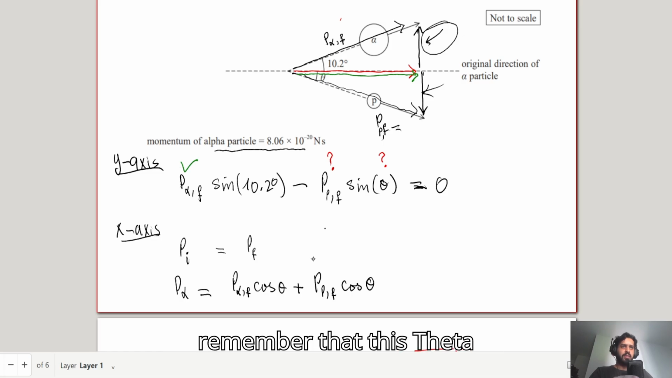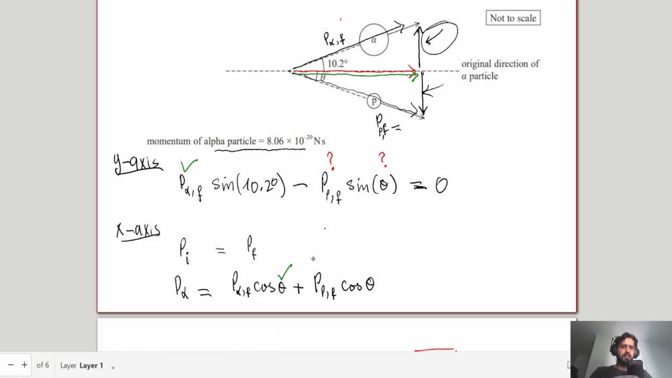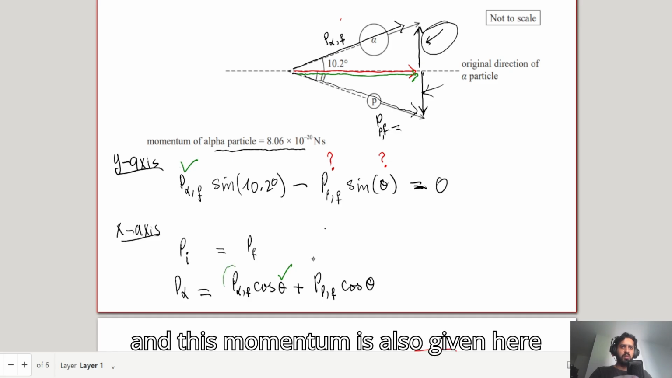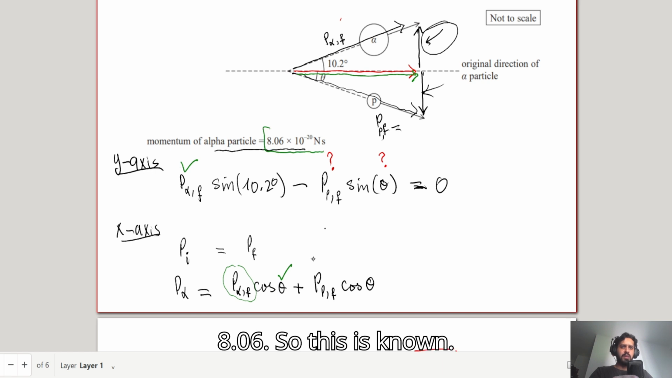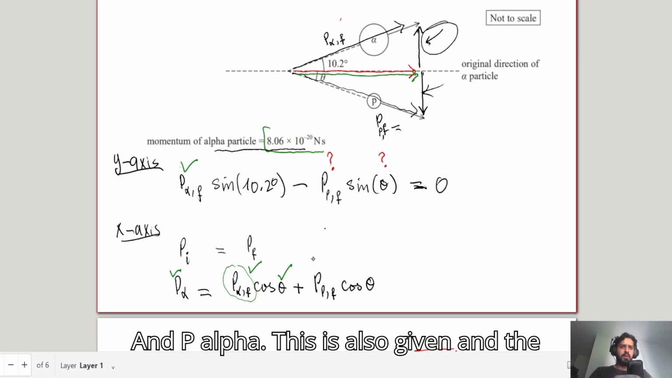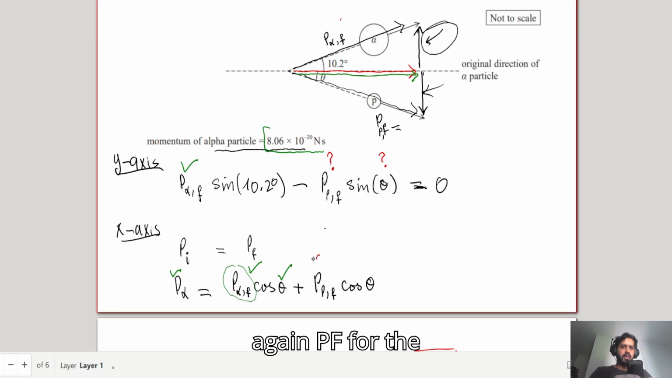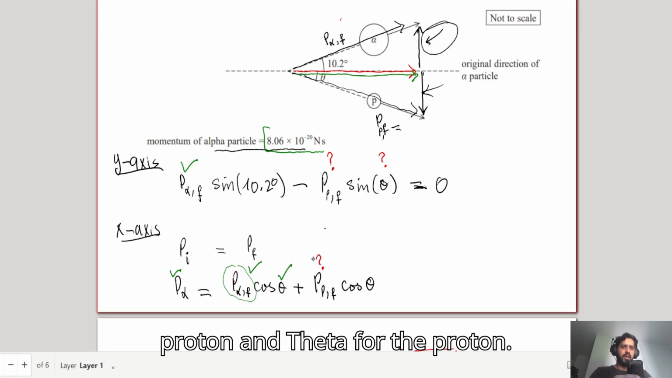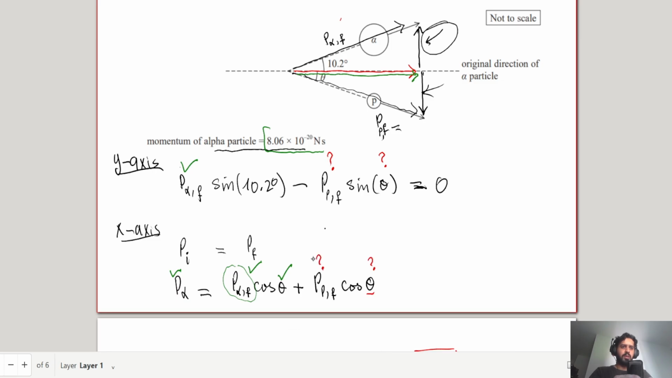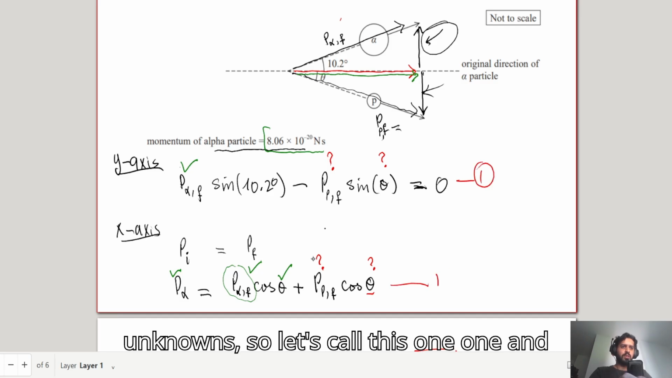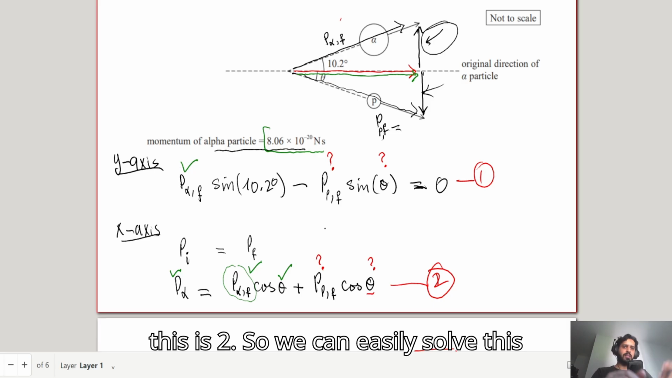Now remember that this theta is known. This is 10.2 degrees, and this momentum is also given here, 8.06. So this is known, this is also known, and P alpha is also given. The only two unknowns in this equation are again P final for the proton and theta for the proton. But now we have two equations and two unknowns. So let's call this one 1 and this is 2. So we can easily solve this, right?